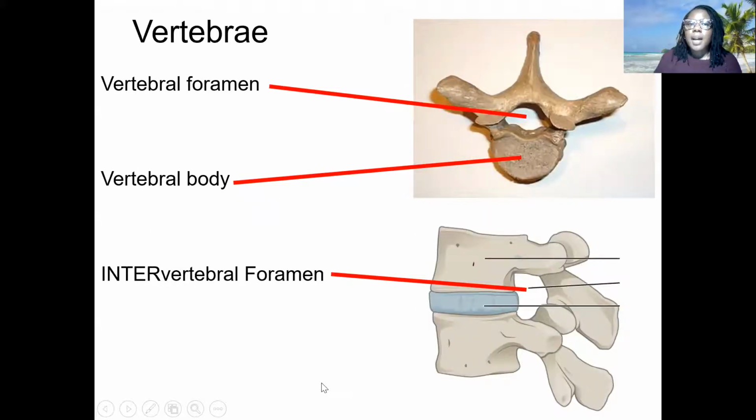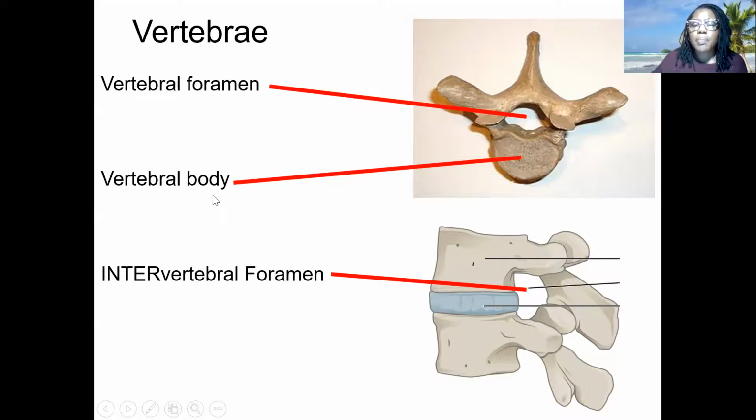So let's start off by talking about what the vertebrae have in common. What are the features that are common to all of the vertebrae, I should say. The first one is the vertebral foramen. This is the opening that allows the passage of the spinal cord. It's the central opening in each vertebra. This is what makes this a column or a hollow structure where the spinal cord can communicate through.